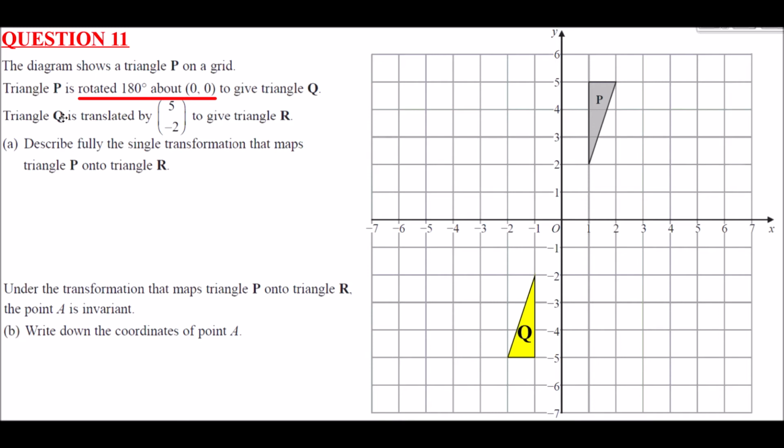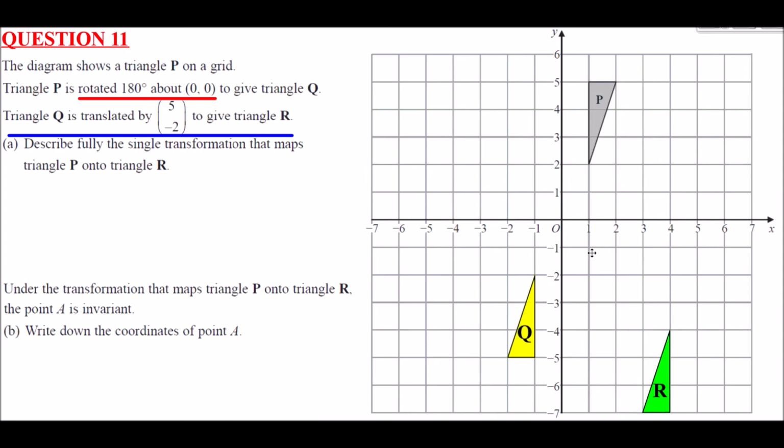So triangle Q is translated by (5, -2) to give triangle R. Well, (5, -2) means each point on Q moves 5 to the right and 2 units down. So this point here is going to go 1, 2, 3, 4, 5, then 2 down. So the tip of that triangle will end up here. In fact, all points are going to move 5 to the right and 2 down, like so. This point moves here, the right angle moves there, and so on. So we just take these points, dot, dot, dot, join them up and label to give triangle R, like so.